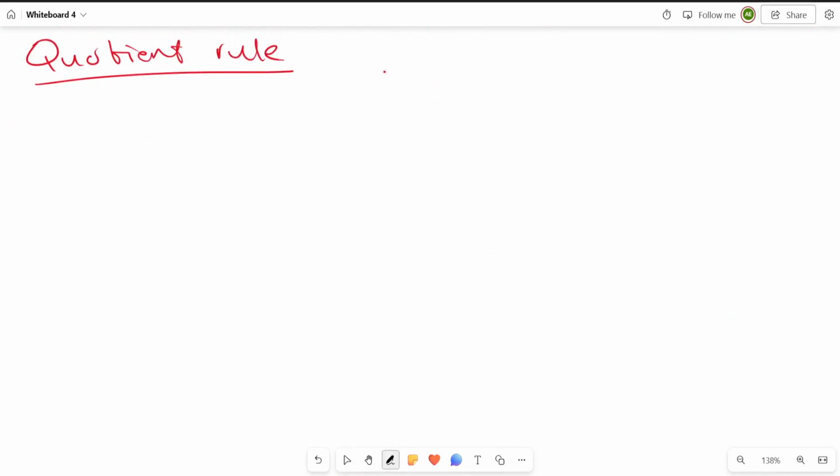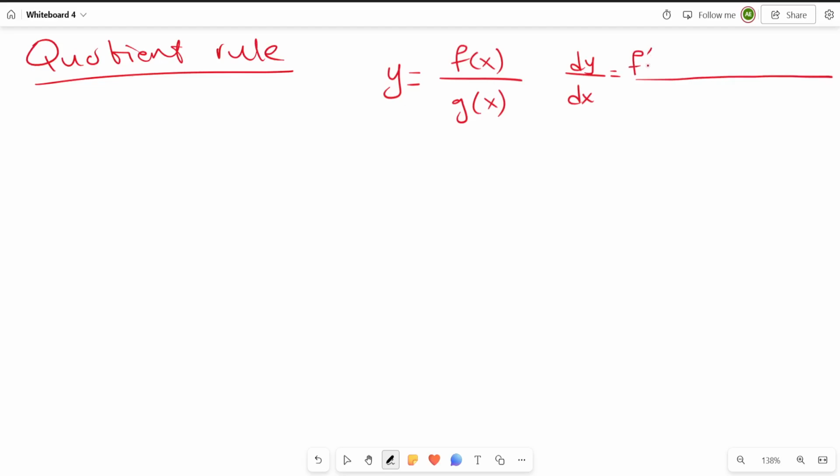So basically, the quotient rule says if I have a function where y equals two functions dividing each other, so f of x divided by g of x, then dy by dx is going to equal the first function differentiated, or the derivative of the first function, multiplying the second function normally without any differentiation.